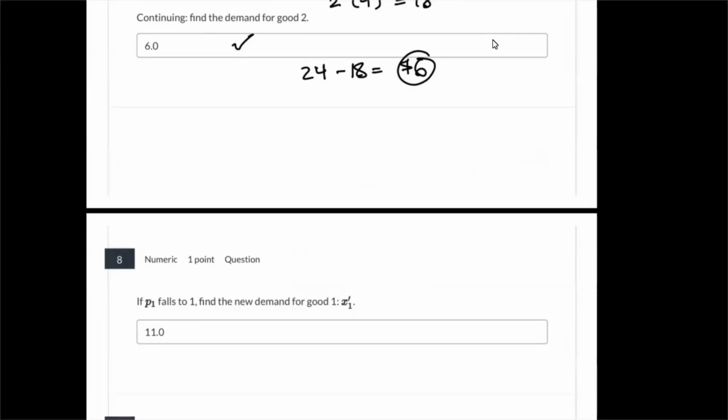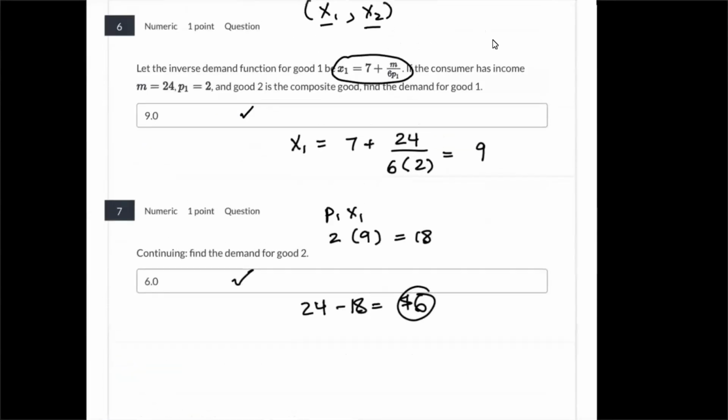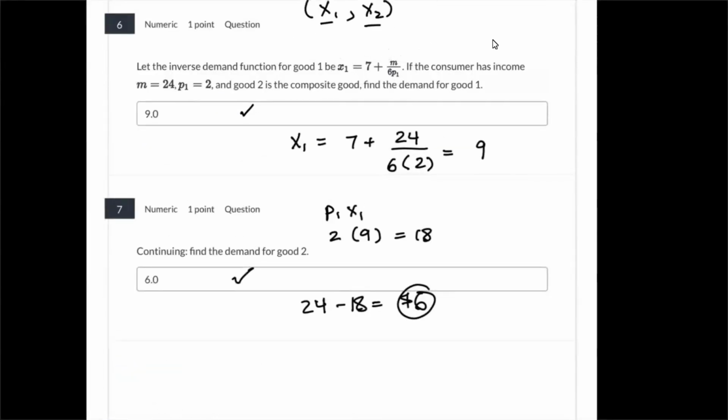So if P1 falls to 1, find the new demand for good 1, x1 prime. We're going to find the x1 substitution effect. We already found this; we're going to do this. Right now, we're going to find x1 prime. That's the total change in demand from the price change. So all we do is plug in all these numbers to this demand equation.